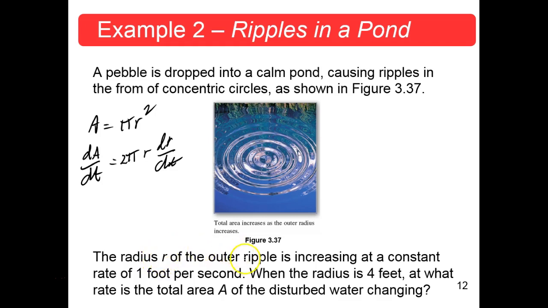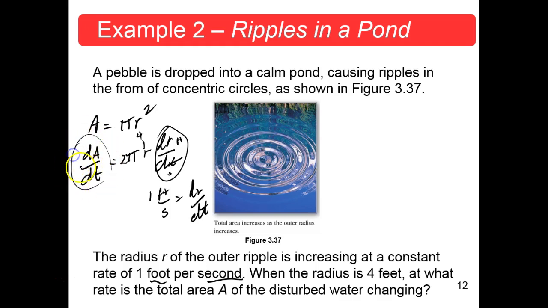Now, if the radius of the outer ripple is increasing at a constant rate of 1 foot per second, that's the dr/dt. And here is, to me, a real big key to this: pay attention to your units. Feet per second. t is in seconds, radius in feet. So 1 foot per second is your dr/dt. When the radius is 4 feet, that'll be 4 now, okay? At what rate is the total area changing?